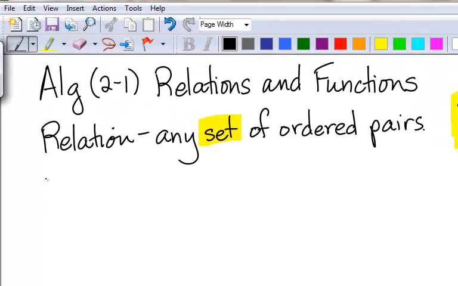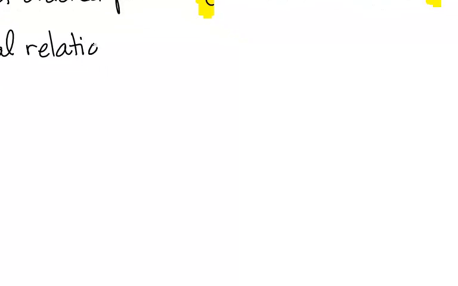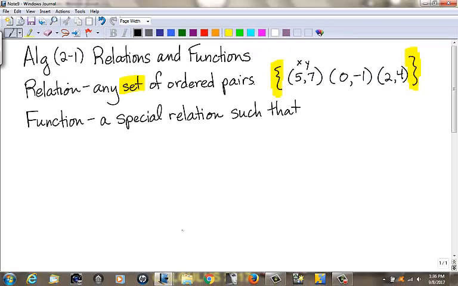Okay? Then probably the most important definition in upper level math is a function. A function is a special relation. So that means it's a special set of ordered pairs such that, and down the road in upper level math, the backwards epsilon symbol stands for such that. The higher you go in math, the more symbols you'll get.